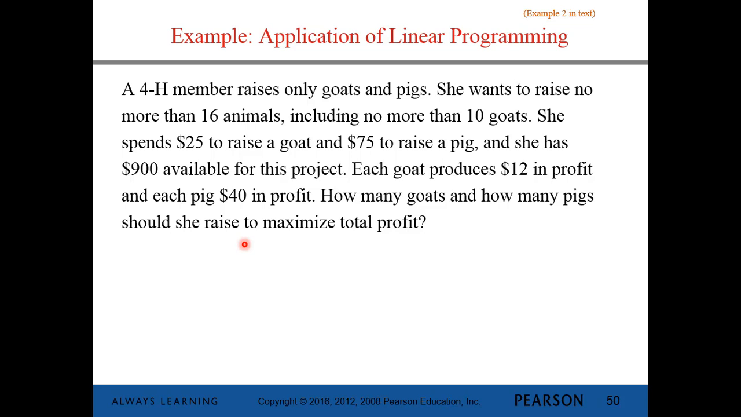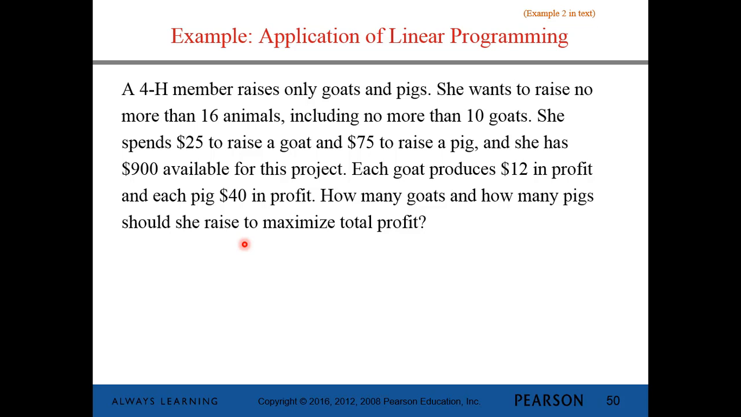Okay, well, what about this one? Here's another example. This is where we have a 4-H member who raises only goats and pigs. She wants to raise no more than 16 animals, including the fact that no more than 10 can be goats. She spends $25 to raise a goat and $75 to raise a pig, and she has $900 available for this project. Each goat produces $12 in profit, and each pig produces $40 in profit. It says, how many goats and how many pigs should she raise to maximize total profit under these constraints?